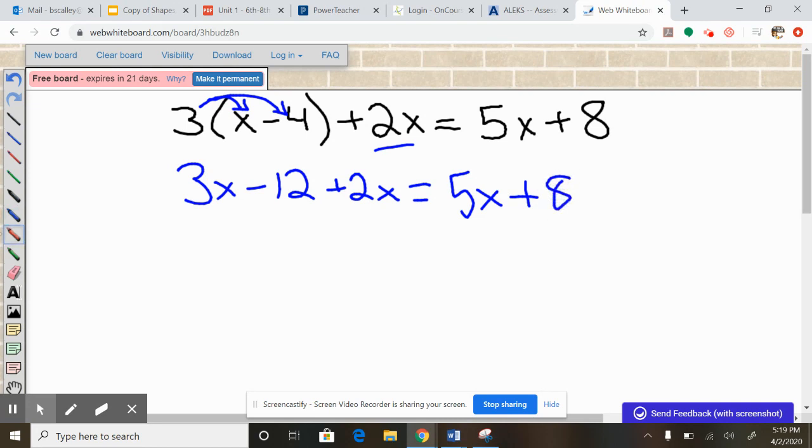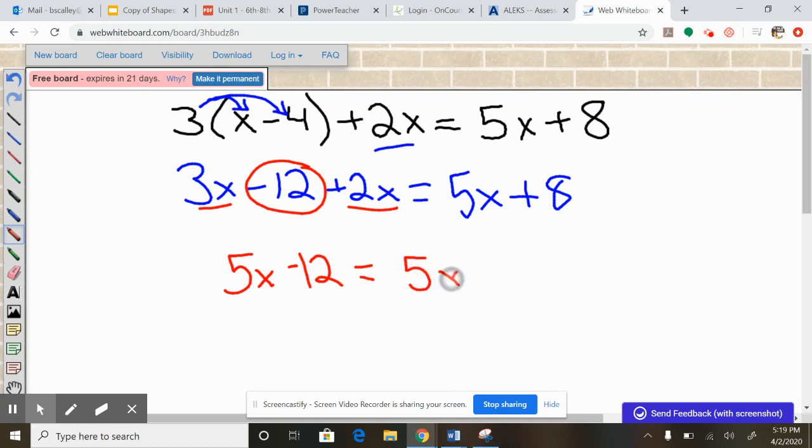On the left side here, I have some like terms. A 3x and a 2x makes 5x. Bring down this minus 12 equals 5x plus 8. Just bring down the right side. Now, if you remember the last video, both sides looked exactly the same.